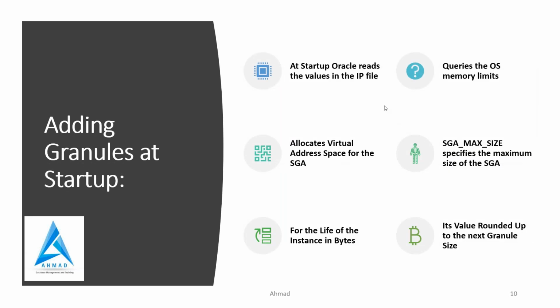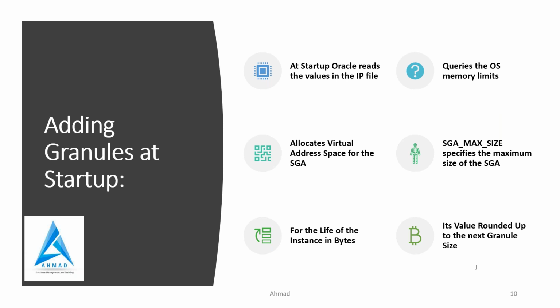So at startup, Oracle reads the values in the initialization parameter file, allocates virtual address space for the SGA for the life of the instance, and queries the OS memory limit. SGA_MAX_SIZE specifies the maximum size of the SGA, and memory is always allocated in multiples of the granule size. Suppose my granule size is 4 MB and I'm giving the database buffer cache size as 10 MB. So how much memory will be allocated to the database buffer cache?